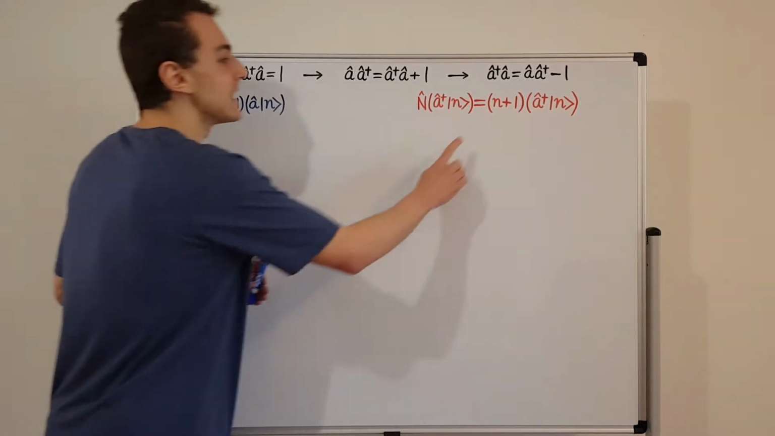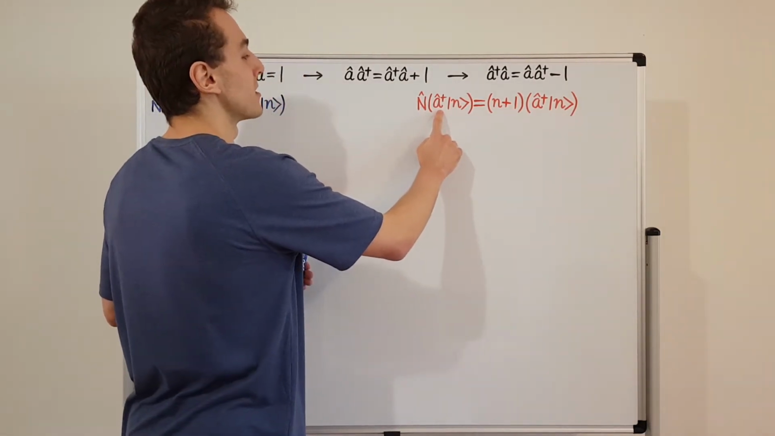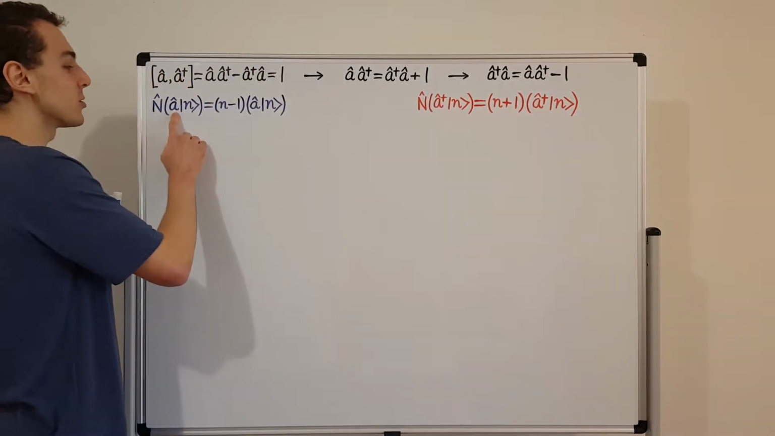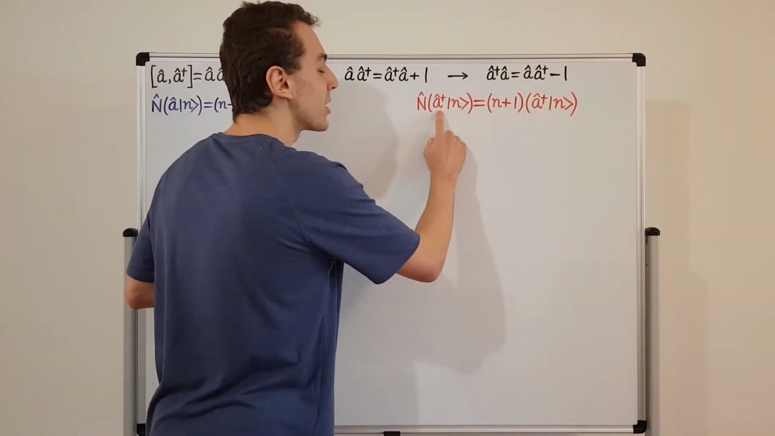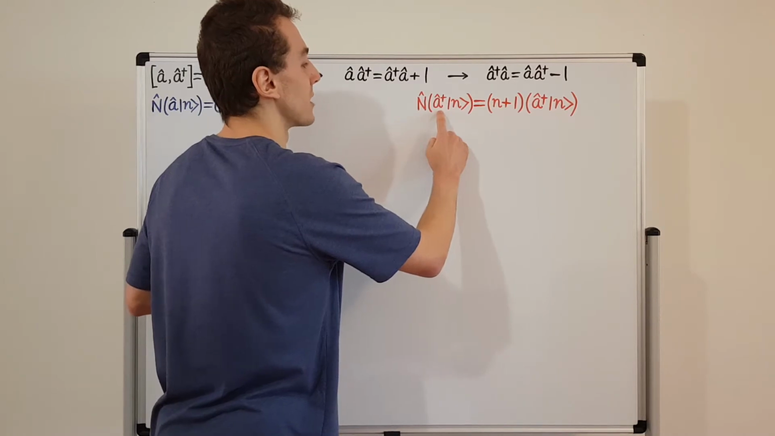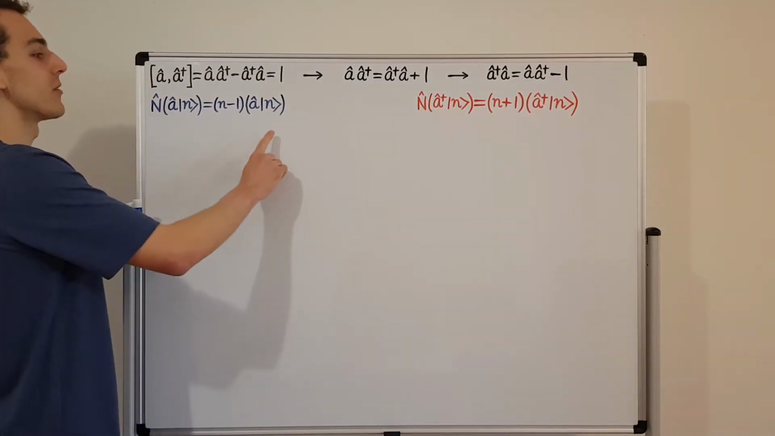A and A dagger are collectively known as the ladder operators. A is also known as the lowering operator, and A dagger is known as the raising operator. The reason they've been given these names is because of this equation over here.